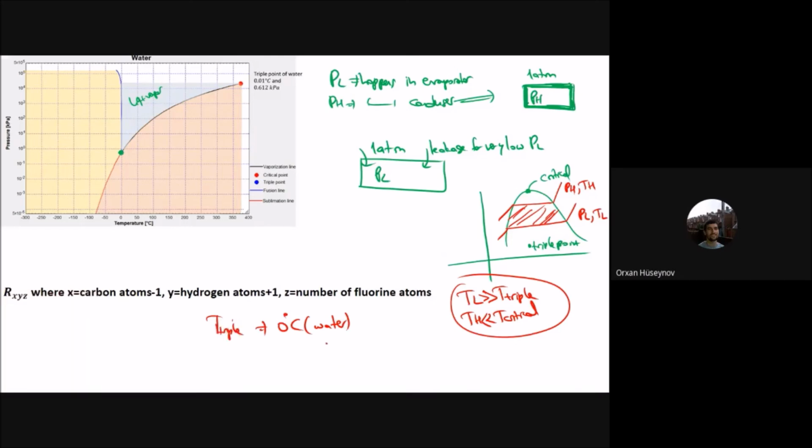So what it means is that if you have refrigeration that uses water as refrigerant, one cannot cool the system to 0 degrees Celsius. It should be above it, because at lower temperature, the cooling capacity should be higher than the triple point.